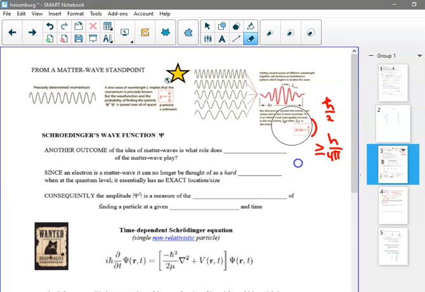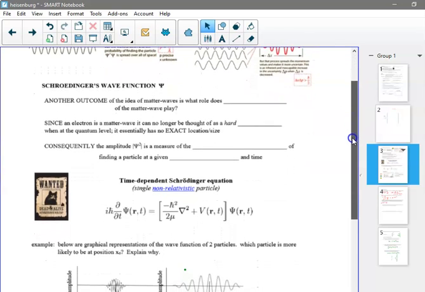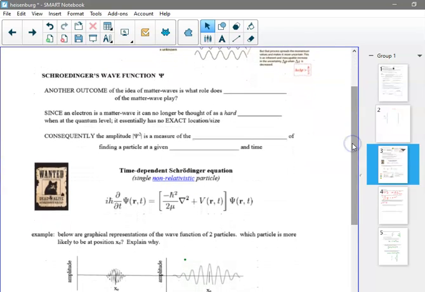So we understand now that we have to alter our view, at least as best we can conceptually, of what an electron or a proton is. The best we've said is it's a matter wave. And since it has valid wave-like properties, we have to basically come up with a new equation that describes how that matter wave moves through space and time.